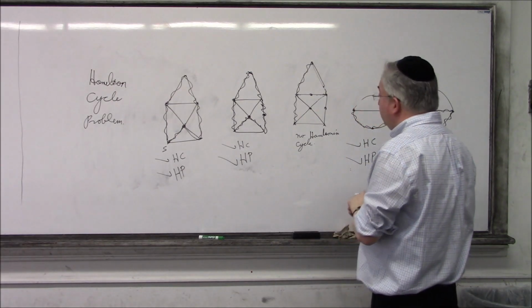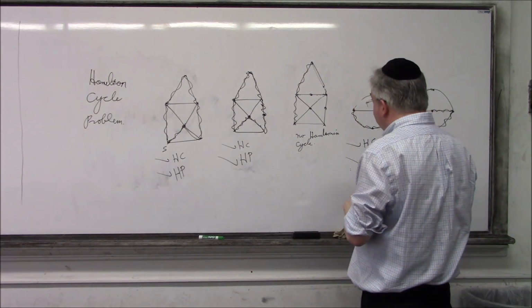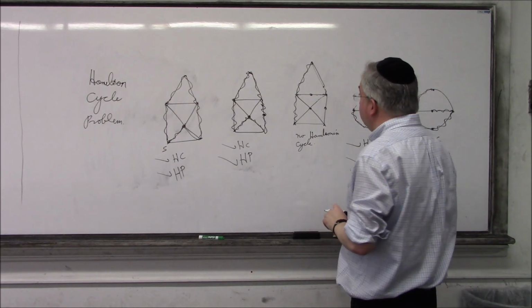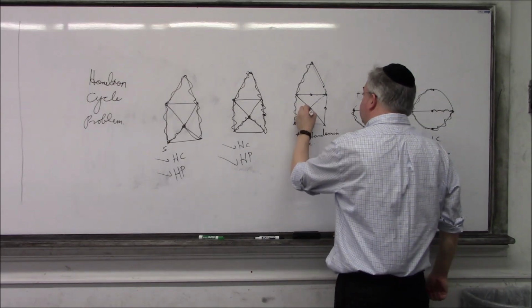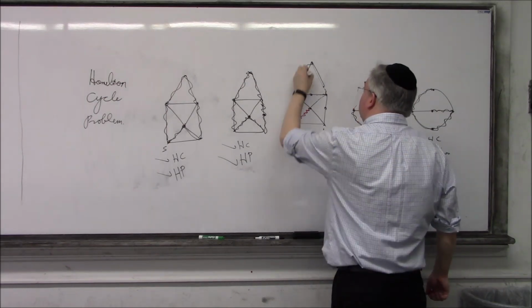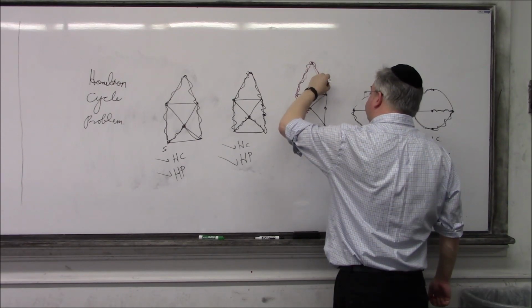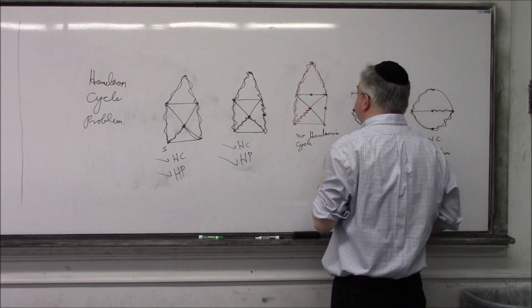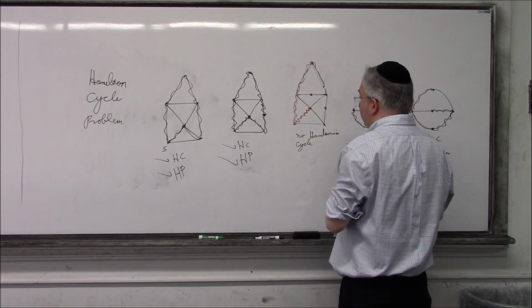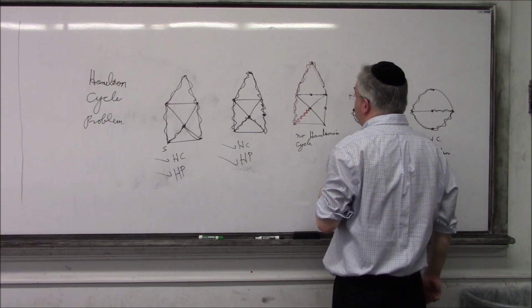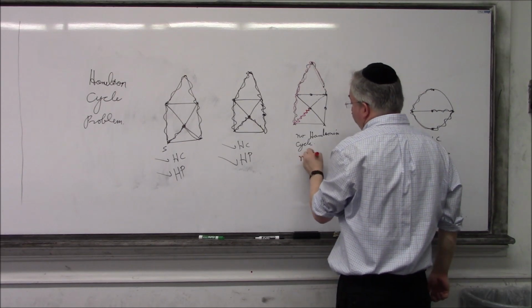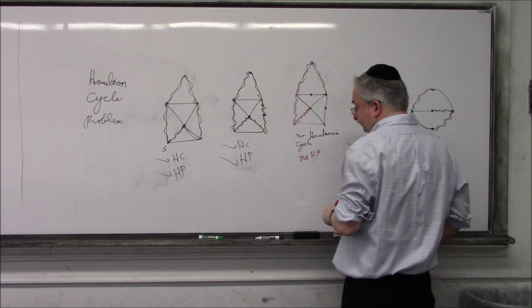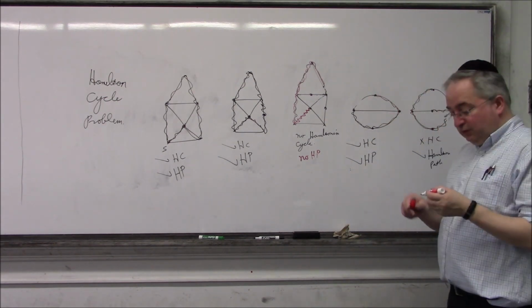How about this? Does it have a Hamiltonian cycle? I think the answer is, I'm sorry, it doesn't have a Hamiltonian cycle, but it might have a Hamiltonian path. Let's do it with a different color. So I'm going to start here, go around here. That's a tough one. I don't see it. I think no Hamiltonian path either. Okay, so some do and some don't.